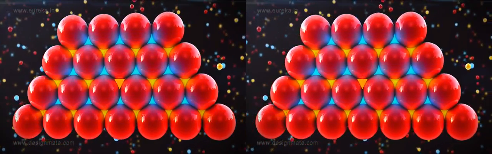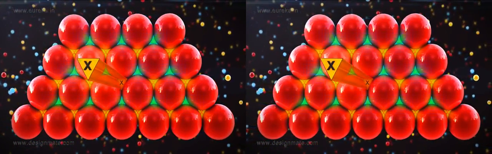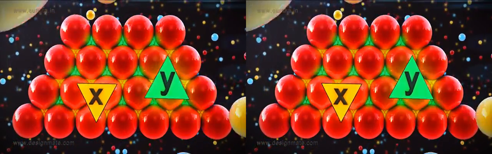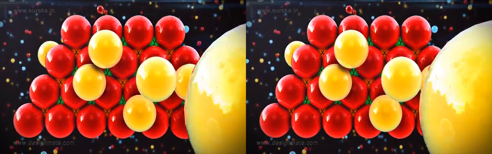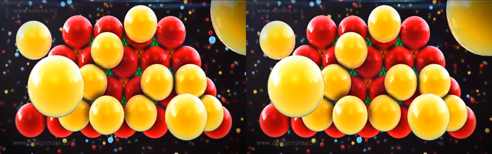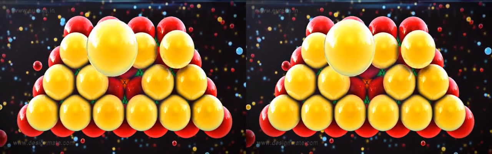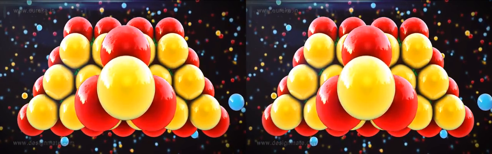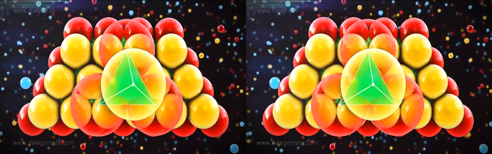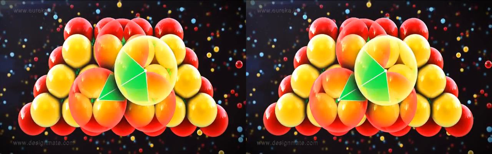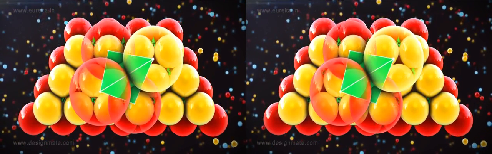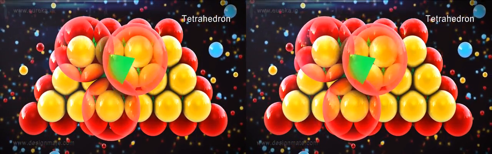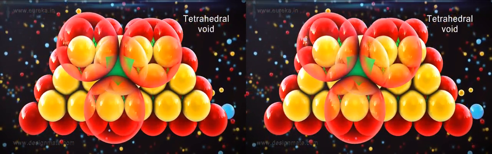This arrangement of atoms results in some empty spaces or voids, which are triangular in shape. Let us label these voids, pointing downwards, as X, and the ones pointing upwards as Y. Now, place the second layer of atoms on layer A, such that the atoms in this layer occupy the X voids. Let us call this layer B.